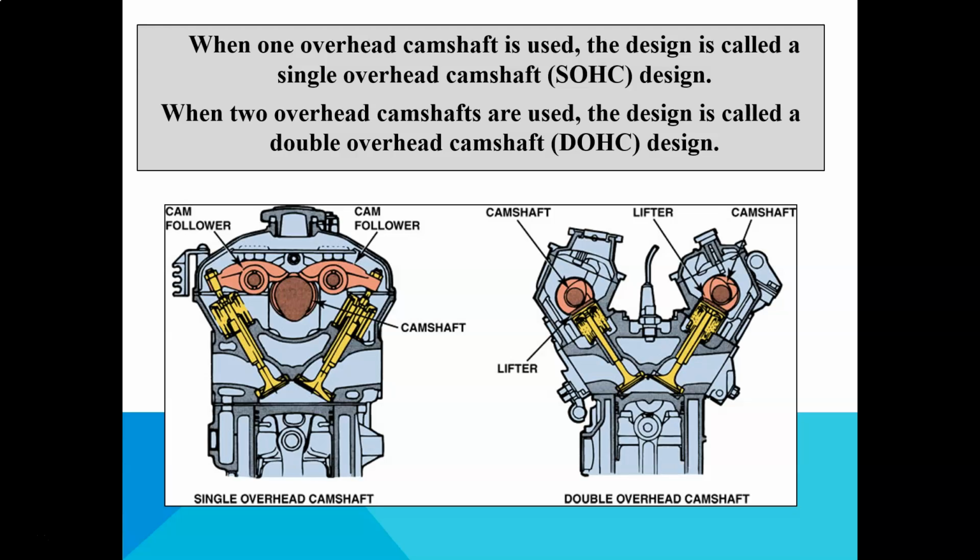If you have 2 overhead camshafts, it's known as double overhead cam. 2 camshafts for the same bank. That's known as DOHC, dual overhead cam. So now if you have a single overhead cam V8, how many cams do you have? You got 2. If you have a dual overhead cam V8, how many cams do you have? 4.